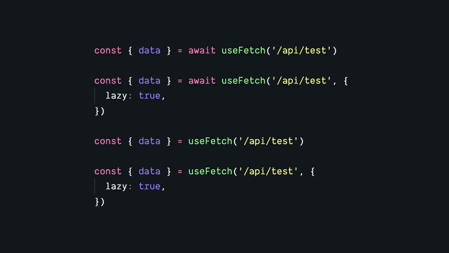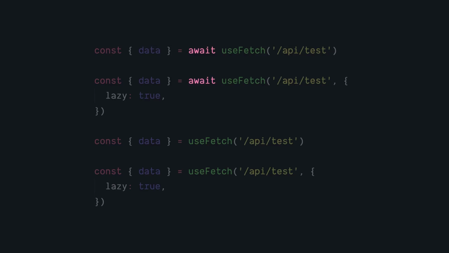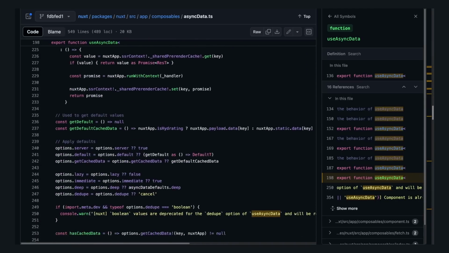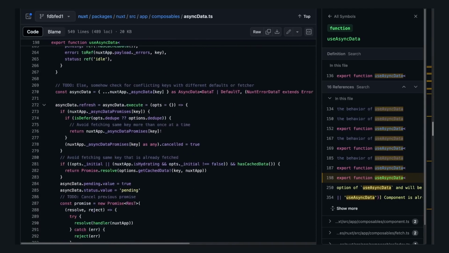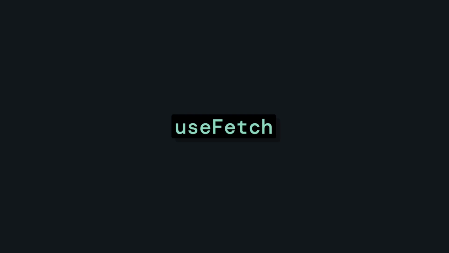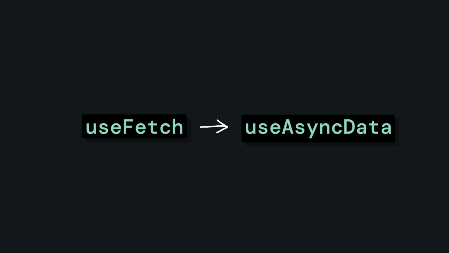When I first saw this, I was lost. If these all work, what does this await do? I did a deep dive on the code so you don't have to, so let's take a look at what these two composables actually do. First things first, since useFetch actually uses useAsyncData under the hood, this is where the real magic is happening.